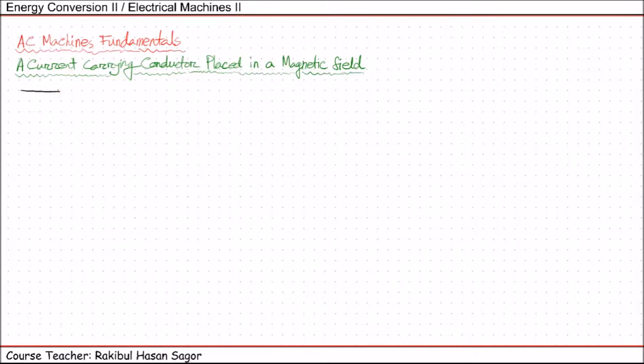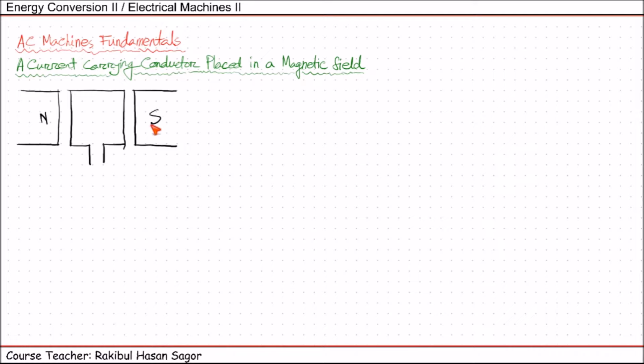Suppose we have a magnet, this is the north side. A conductor is placed in this fashion and this is the south of the magnet. Fields are moving from north to south this way, and the direction is in this direction. We have infinite numbers of field lines from north to south.